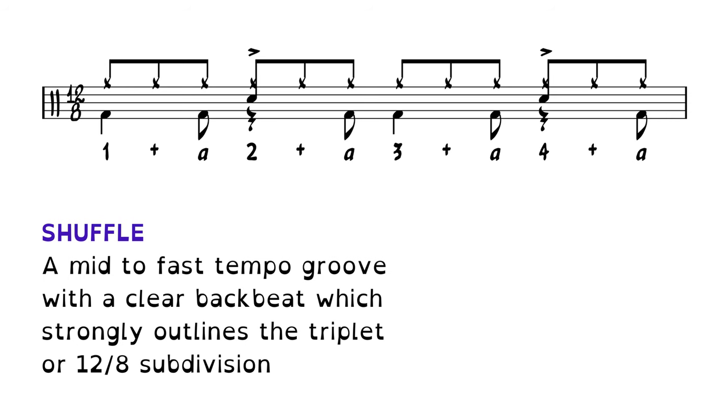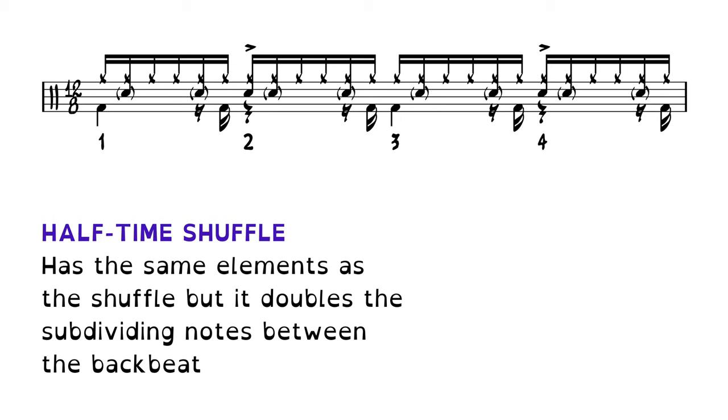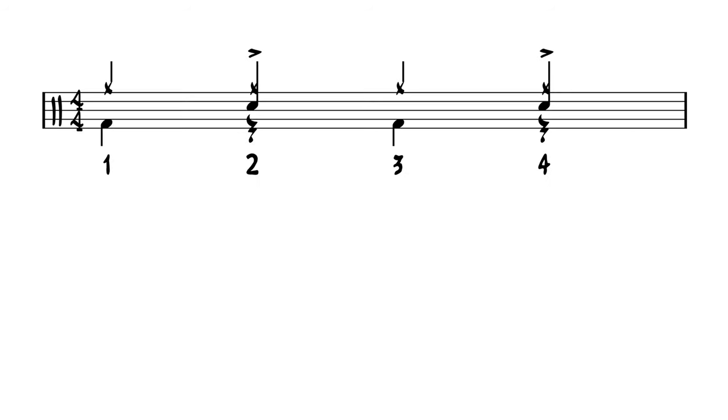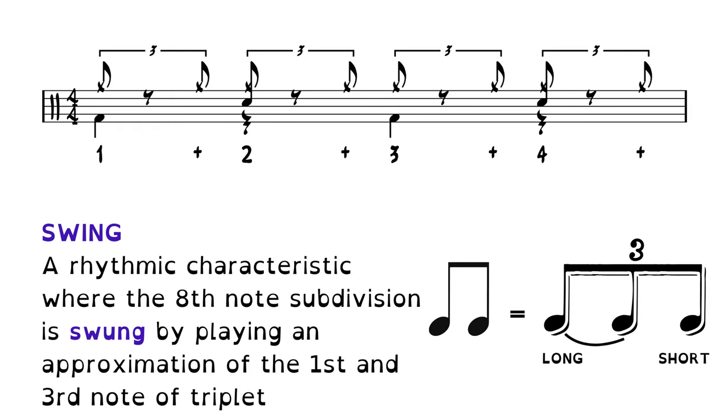If we subdivide those hi-hats from 8s to 16s, we get what's called a halftime shuffle. The reason they're calling it a halftime shuffle is we're feeling 6 hi-hats between the backbeat rather than 3 that we felt in the regular shuffle. So we're feeling the backbeat in half the time. Now we'll take it back to 4-4 simple time. Let's talk about swing.